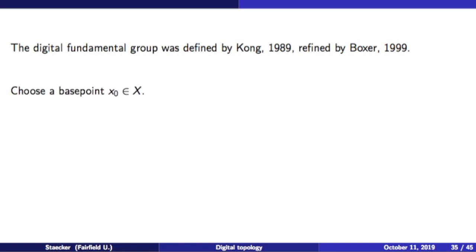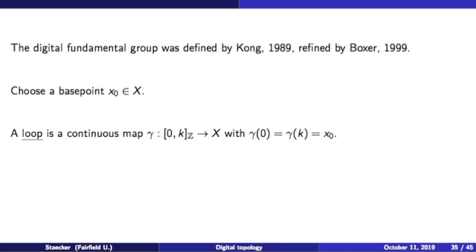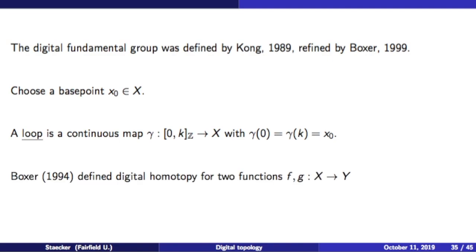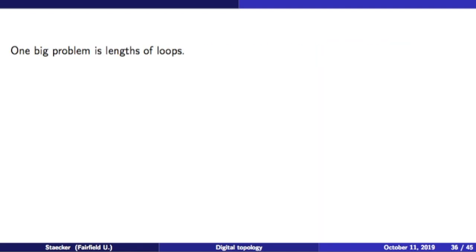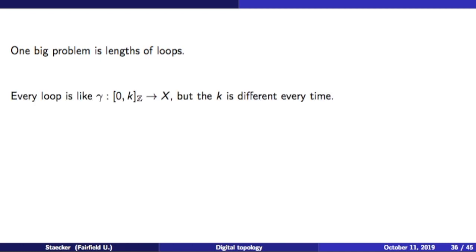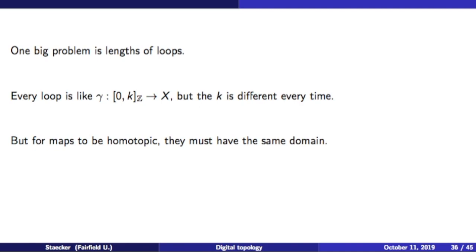The idea is you choose some point in your digital image, and a loop is a continuous function from the interval into your space where the initial point and the final point are equal, so it makes a loop. And Boxer has a definition for digital homotopy, which is a way to see when this loop can be smoothly changed into another loop inside your space. So we can talk about homotopy classes of loops. One big problem you run into is the lengths of loops. Every loop looks like a function from an interval into the space, but the interval can be different for all the different loops. And for maps to be homotopic, they have to have the same domain. This is a little bit of a problem in the definition of the digital fundamental group.